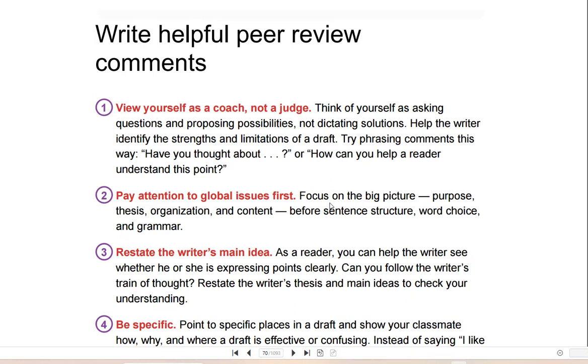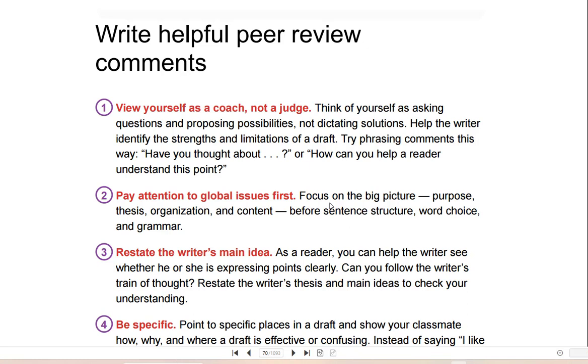Write helpful peer review comments. View yourself as a coach, not a judge. Think of yourself as asking questions and proposing possibilities, not dictating solutions. Help the writer identify the strengths and limitations of a draft. Try phrasing comments this way: Have you thought about...? Or, can you help a reader understand this point?